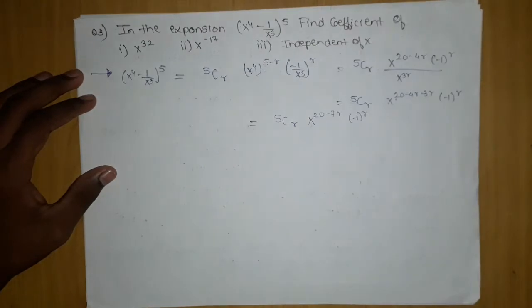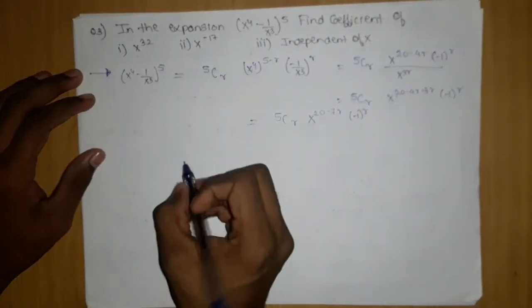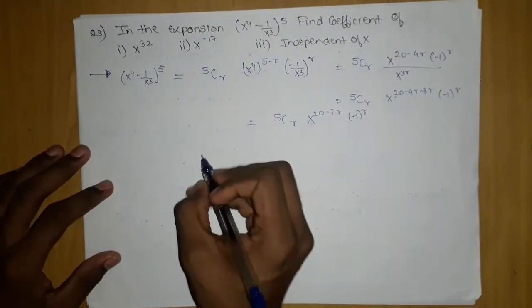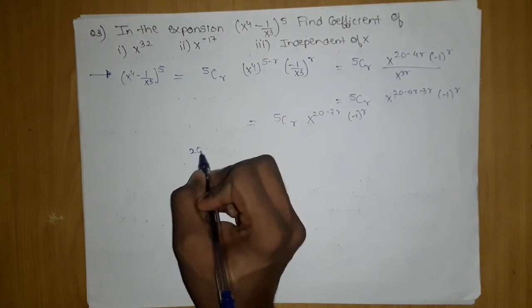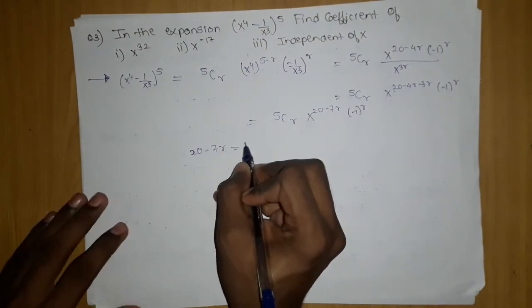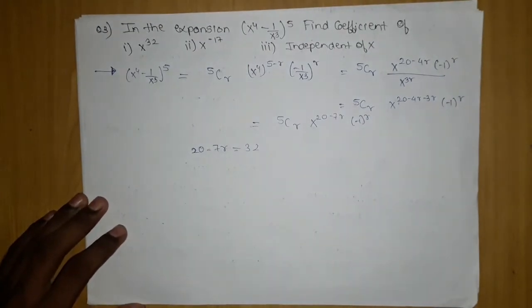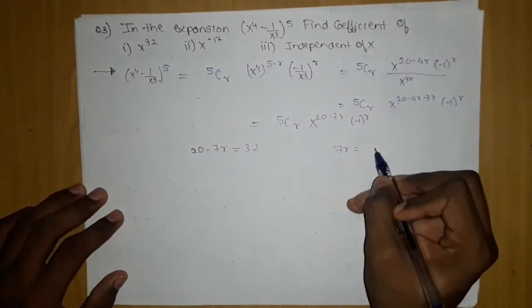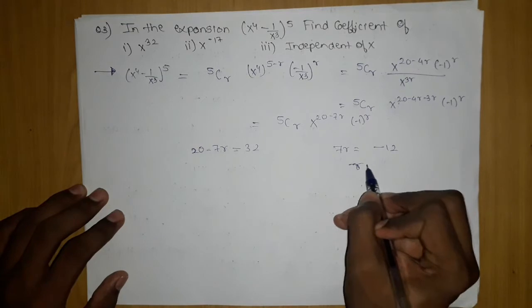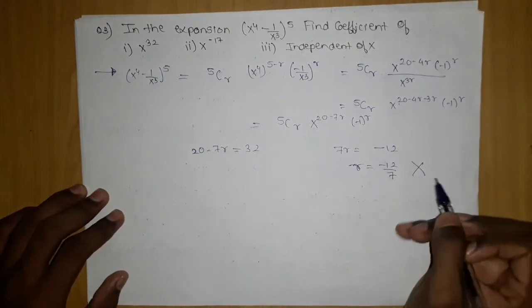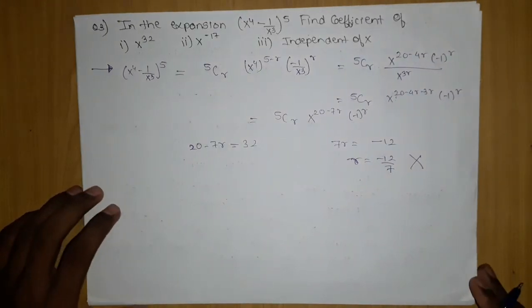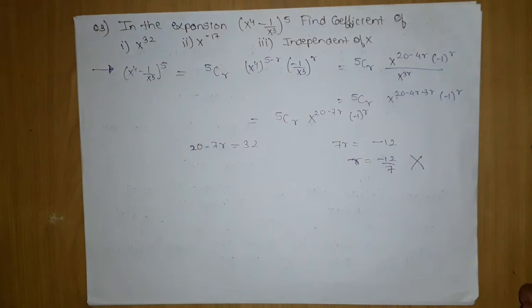Now we want the coefficient of x^32, so this power should be equal to 32. So 20 minus 7r should be equal to 32. If it is equal to 32, move the 7r here, and we are left with minus 12. So you can see we are getting r as some fraction type value, which is not possible. So there will be no term x^32, although it also makes sense logically, because power 5 has very little chance of giving 32.